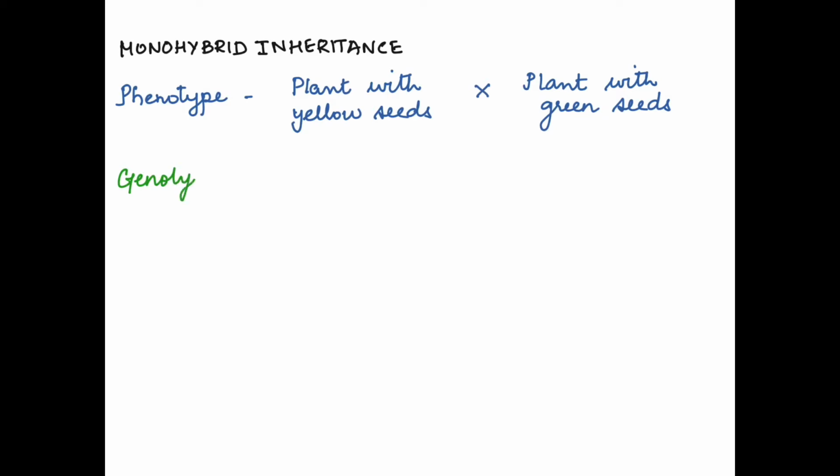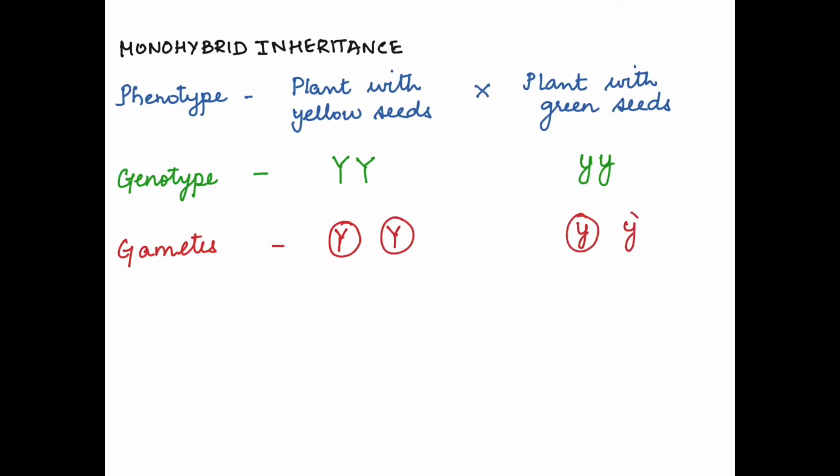Now let us see what is the genotype of this. Since yellow seeds is dominant, it will be capital Y, and since green seeds are recessive, they are represented as small y, small y. Next we form the gametes. The gametes for the first plant, that is the plant with yellow seeds, will be capital Y. And for the other plant, that is with green seeds, will be small y.